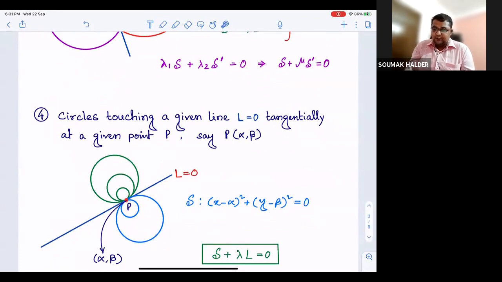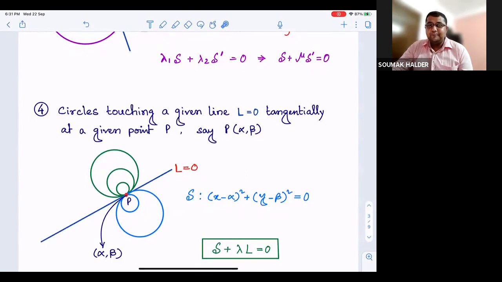So what we have done, the point which was common in all the circles and the line, we can consider this point P as a point circle S, which can be described as (x minus alpha) whole square plus (y minus beta) whole square is equal to 0. Through this mode of representation, we can readdress the family as a family of circles passing through the common points of S equals 0 and L equals 0, and hence it can be represented as S plus lambda L equals 0.